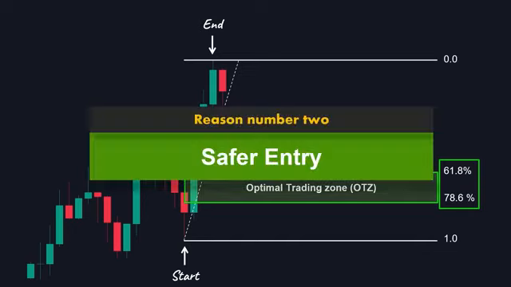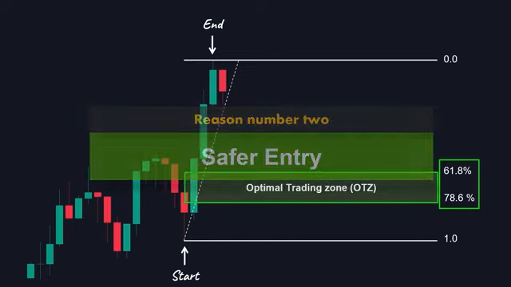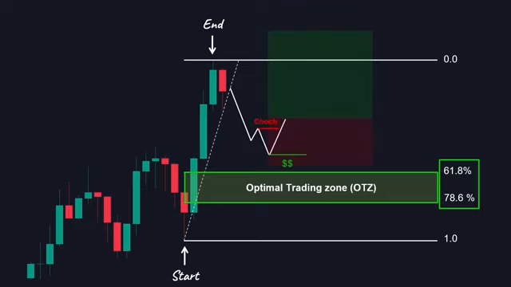Reason number 2, safer entry. The market loves to take out early buyers and use them as liquidity for future movements. So, waiting for the price to enter the optimal trading zone and then looking for signals to go long will instantly increase our win rate. Of course, every strategy has its downsides. In this case, we might miss some trades due to conservative trading, but a missed trade is always better than a losing one.